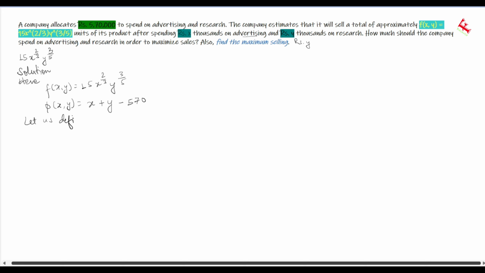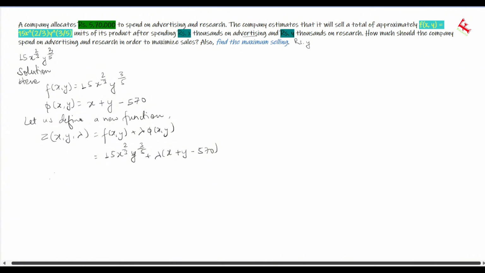Now we need to define a new function, such that z in terms of x, y, and we create another one, lambda. The function is f(x, y) plus lambda phi(x, y), that is equivalent to 15x^(2/3) y^(3/5) plus lambda times (x plus y minus 570).